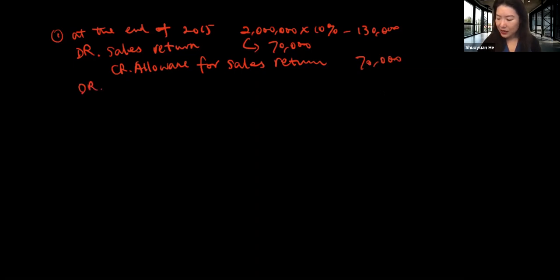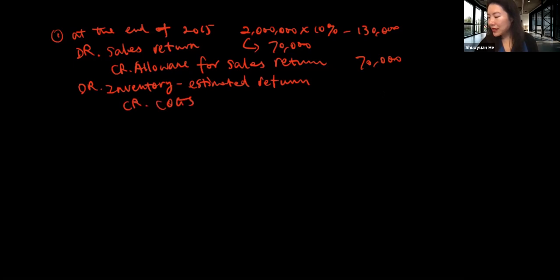And then I debit inventory estimated return, and credit cost of goods sold. What is the amount? This 70,000, and the cost of the cupcakes is 60% of the sales price. So multiplying by 60% gives me 42,000. So 42,000 cost of goods sold.